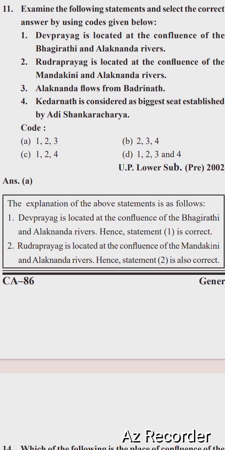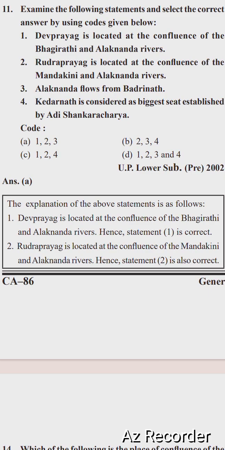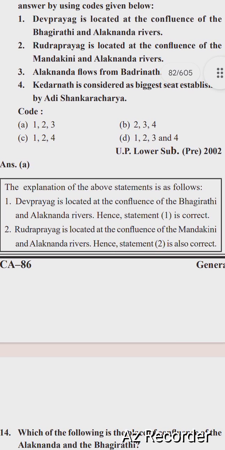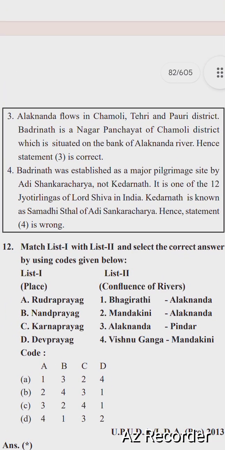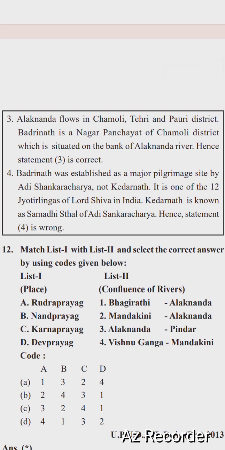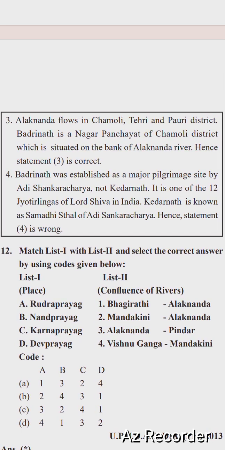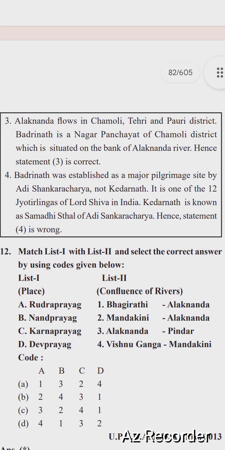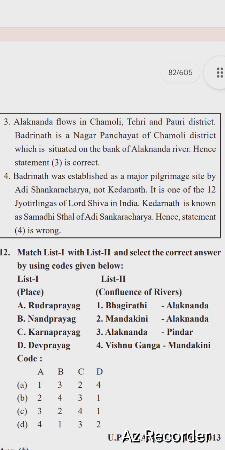The explanation of the above statements is as follows. Devprayag is located at the confluence of Bhagirathi and Alaknanda river, and Rudraprayag is located at the confluence of Mandakini and Alaknanda river. Alaknanda is common, with Devprayag for Bhagirathi and Rudraprayag for Mandakini. Alaknanda flows in Chamoli, Tehri and Pauri districts. Badrinath is a Nagar Panchayat of Chamoli district, situated on the bank of the Alaknanda river. Badrinath was established as a major pilgrimage site by Adi Shankaracharya, not Kedarnath.